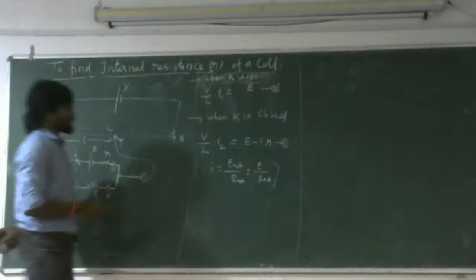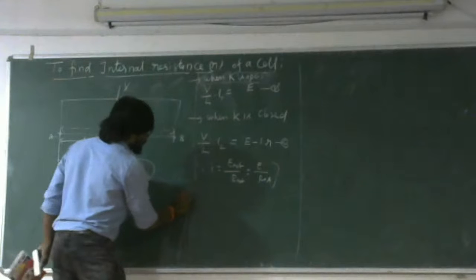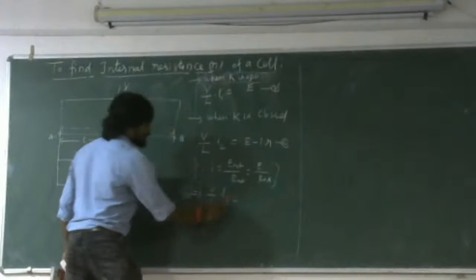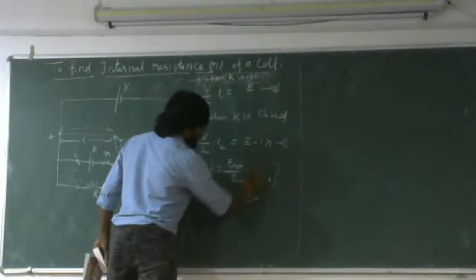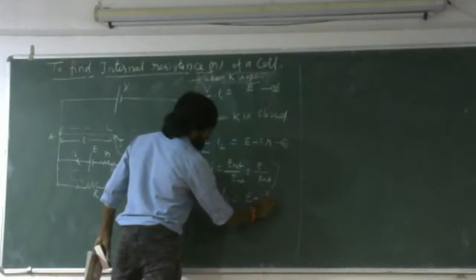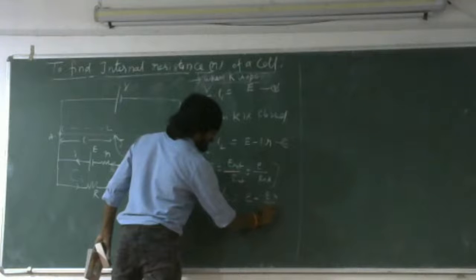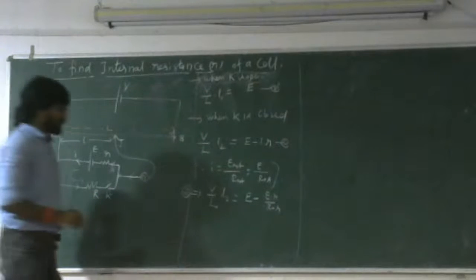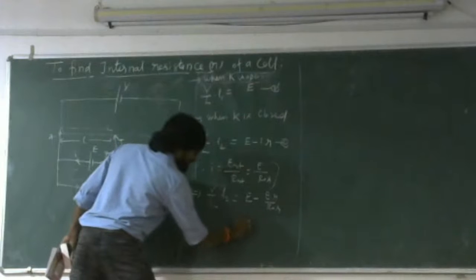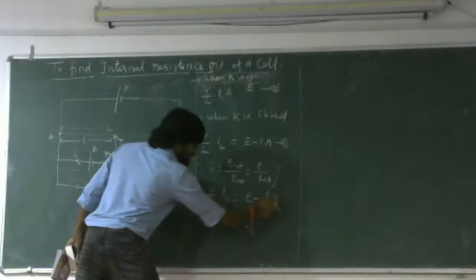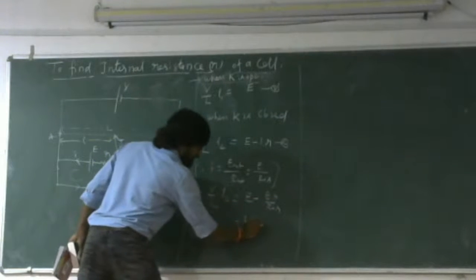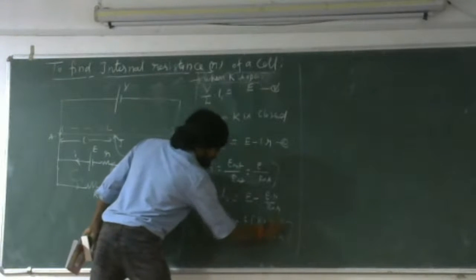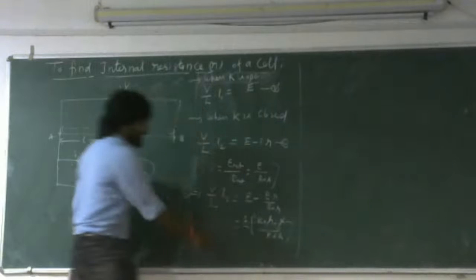Try to understand how. Equation 2 can be expressed as V by capital L into L2 is equal to capital E minus I, which is E small r by capital R plus small r. Taking E common, we can write this as E into 1 minus r by R plus r. Cross multiplying, you get R plus r minus small r by R plus r. Here small r cancels, and you get R by R plus r into E.